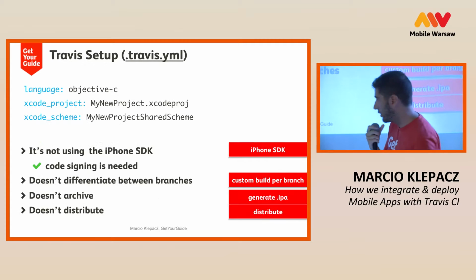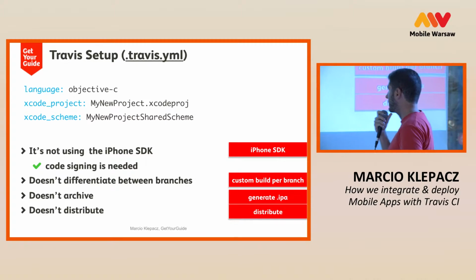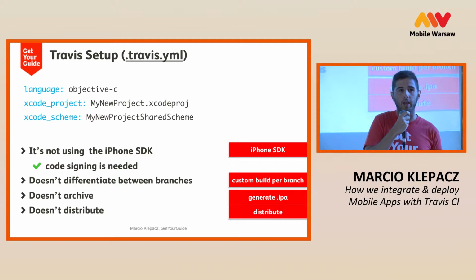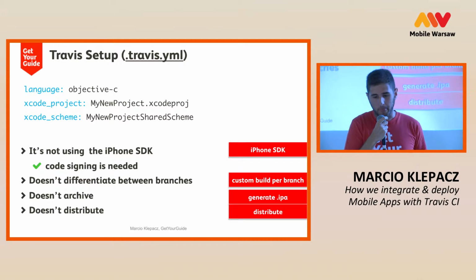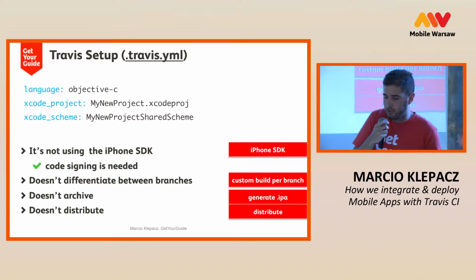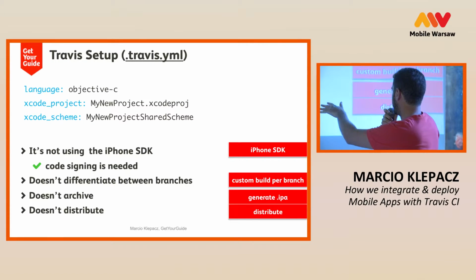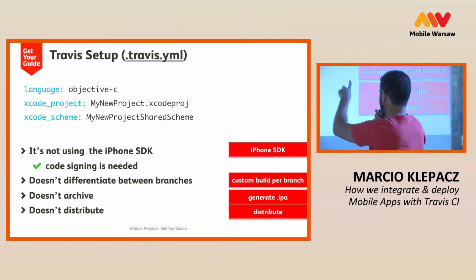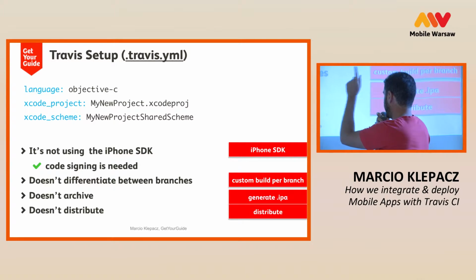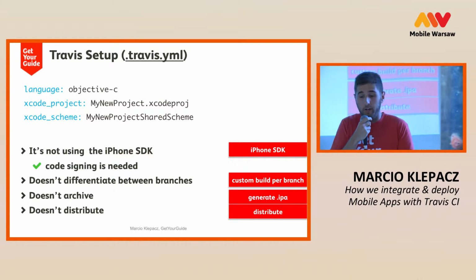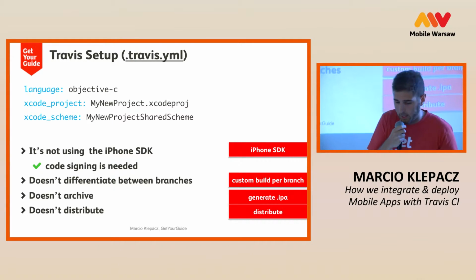Let's get started with Travis. The first thing is we need to define a Travis YAML file and add it to your repo. The basic thing you're going to need is to say, hey Travis, this is an Objective-C project, this is the path for my project, the Xcode proj, and this is my shared scheme. This is the basic stuff. So Travis will identify, okay, we know how to proceed with that.